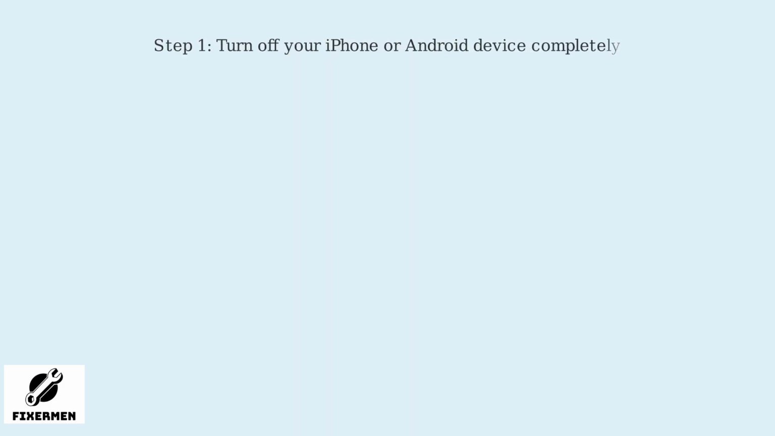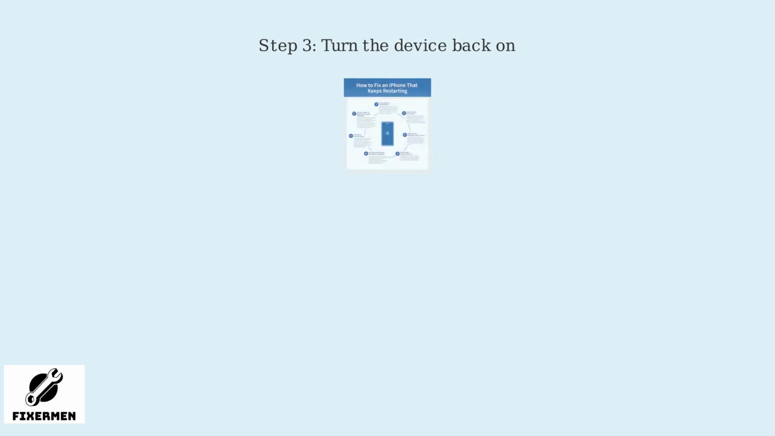A simple restart can resolve many technical issues with Outlook Sync. First, turn off your iPhone or Android device completely by holding the power button and following the on-screen prompts. Once the device is off, wait at least 10 to 15 seconds to ensure all processes fully shut down. This brief pause allows temporary files to clear from memory. Finally, press and hold the power button again to turn your device back on. Allow it to fully boot up, which may take a minute or two.